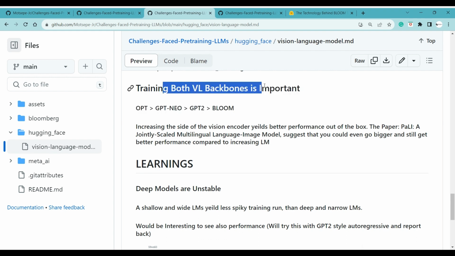Training both VL backbones is important. One key takeaway I have to say here is that, inspired by the paper PaLI, the jointly scaled multilingual language-image model, one thing they said is that if you scale your vision model, you will get better performance. So it's very important that you increase the size of the vision encoder, and you'll get much better performance out of the box. That's the key thing they also took from that paper, and it seemed to have worked well.